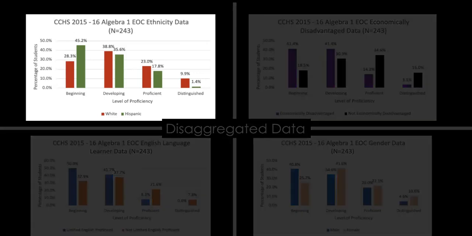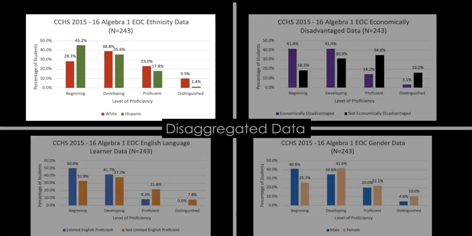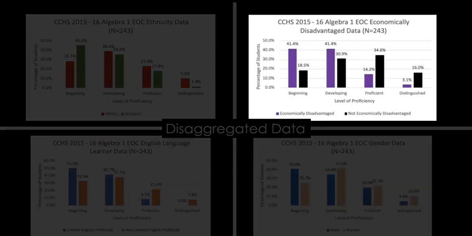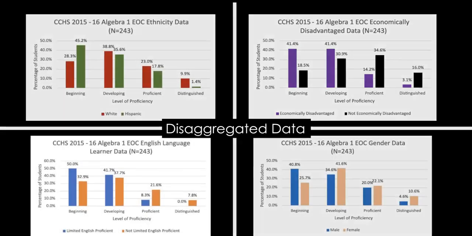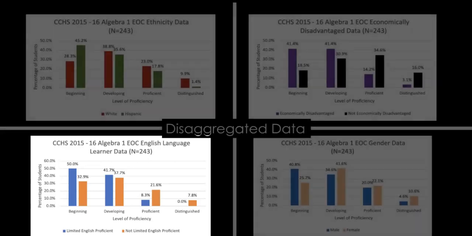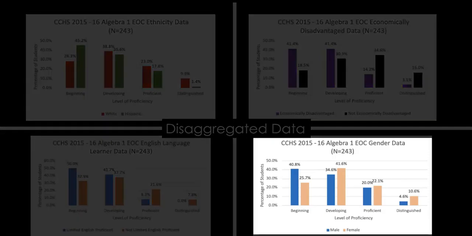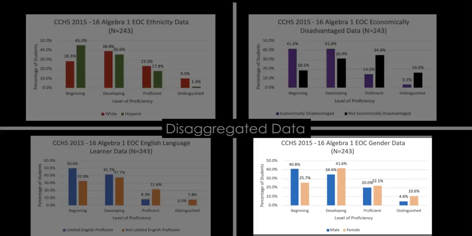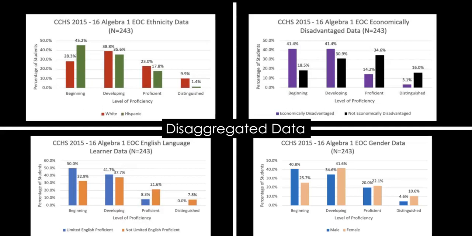Top left, we have the Algebra 1 EOC broken down by ethnicity. We have the white and Hispanic. To the top right, we have the Algebra 1 EOC broken down into economically disadvantaged and not economically disadvantaged. The bottom left, we have the Algebra 1 EOC broken down for ELLs, or English language learners. And then the bottom right, we have the Algebra 1 EOC broken down by gender. There's a total of 243 students who took the Algebra 1 EOC in this year.